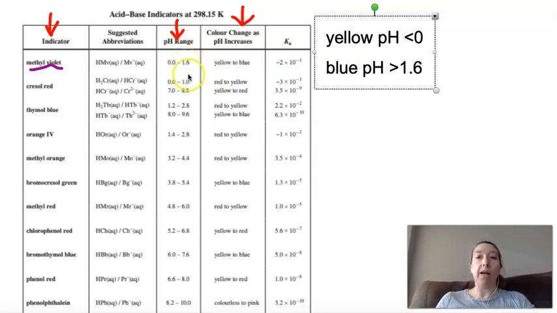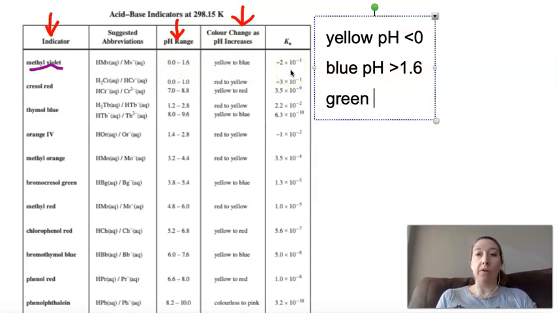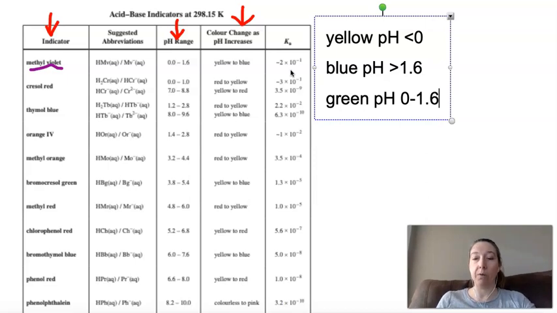The reason for that is between 0 and 1.6, I am changing from yellow to blue. So the color between yellow and blue would be green. If I saw that my color was green, that would be telling me that my pH is somewhere between 0 and 1.6. What you find with indicators is that I don't get a specific number. For example, if I use methyl violet and I see blue, all I know is that the pH is something greater than 1.6. It could be 2, 3, 4, 5, could be 12, could be 14. I have no clue.